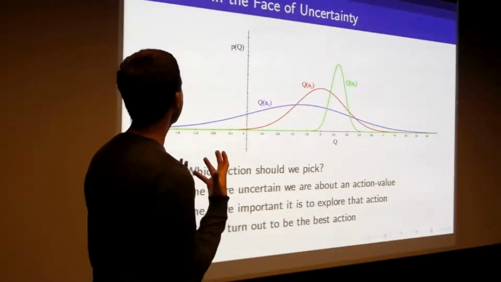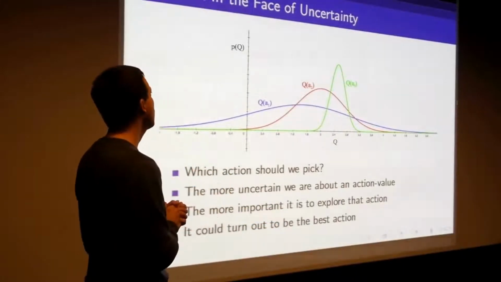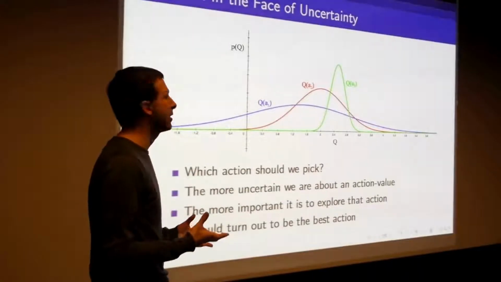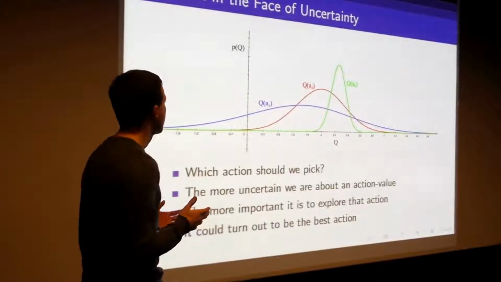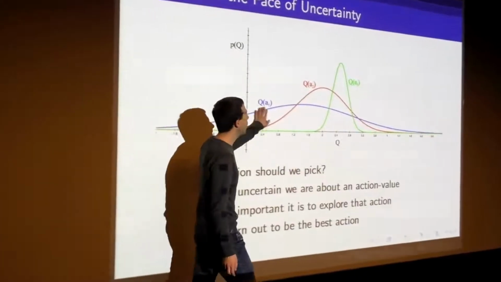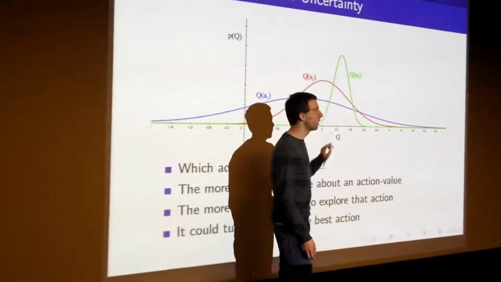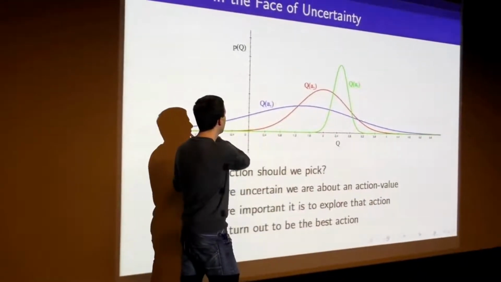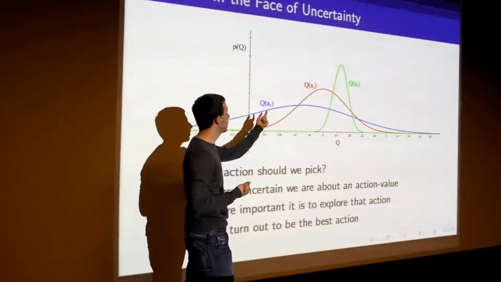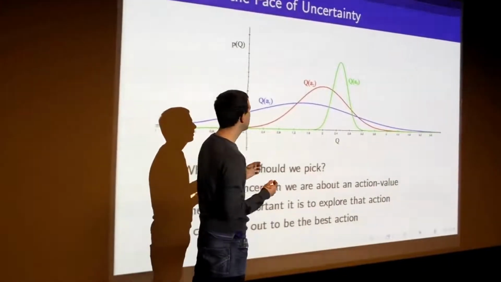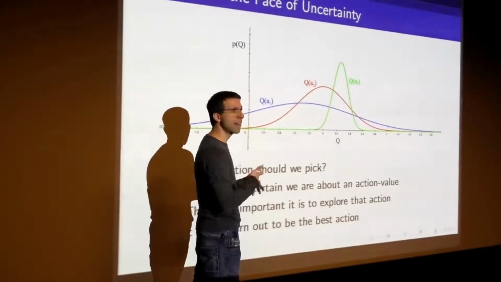Okay. So let's get back to principles and then come back to algorithms again. This is the main principle that we're going to use for this next section, which is the optimism in the face of uncertainty principle. So imagine that there are three different arms: the blue arm, the red arm, and the green arm. What we're showing here is a distribution over the actual Q values. Imagine this is our belief.